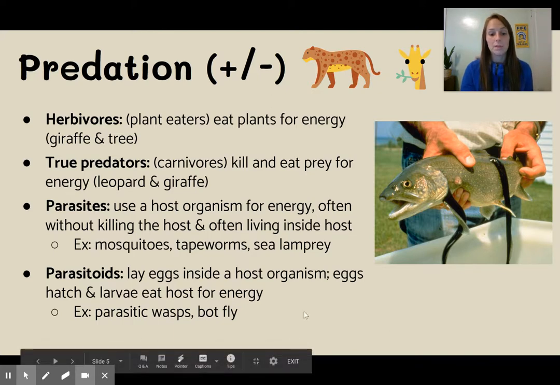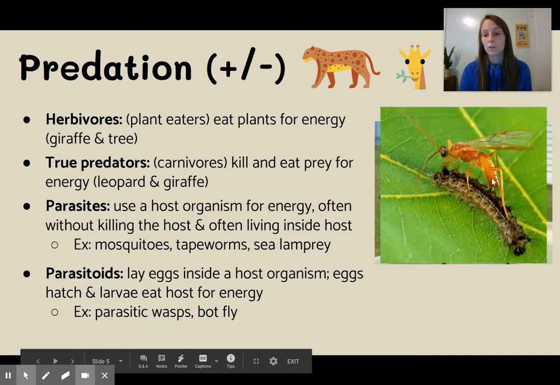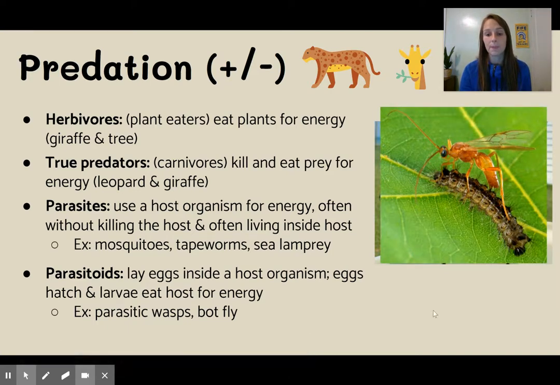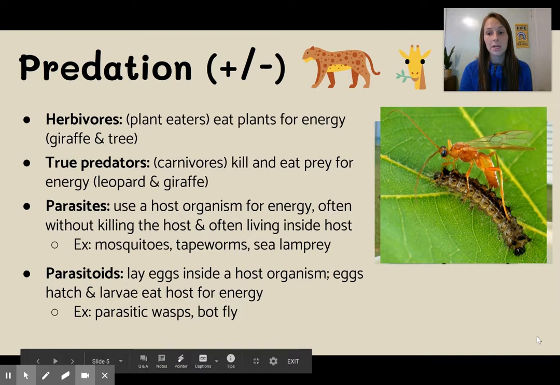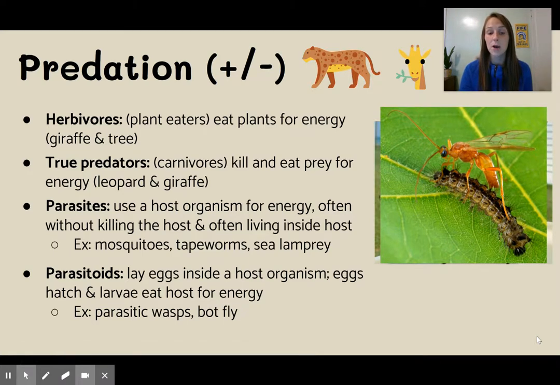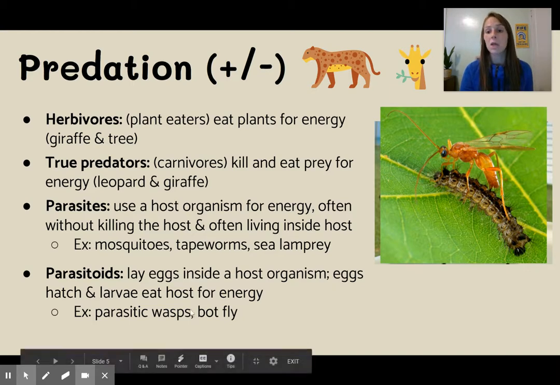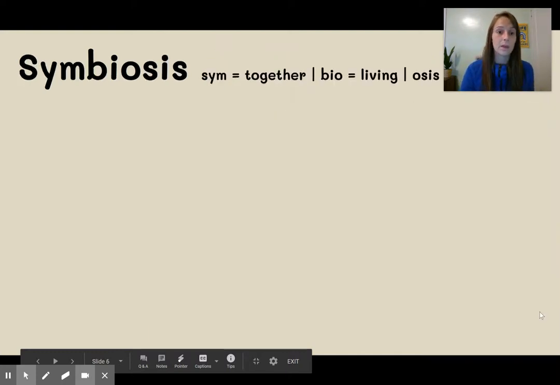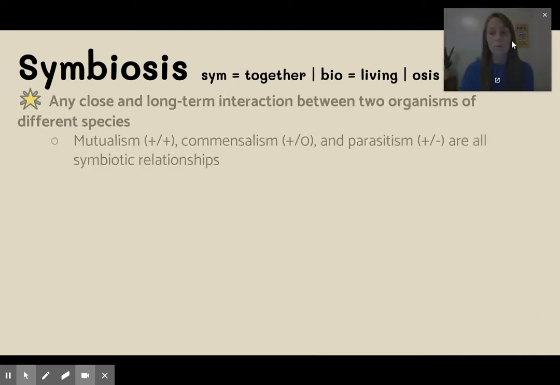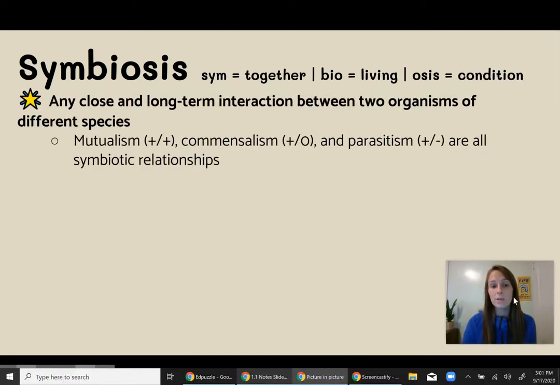So an example of this would be a parasitic wasp, which you can see laying its eggs in that caterpillar. Another example would be a botfly. If you want to be super grossed out, you can Google botflies and see what they do. But I feel like you get a general idea from the description, but that is a type of predation that they do.